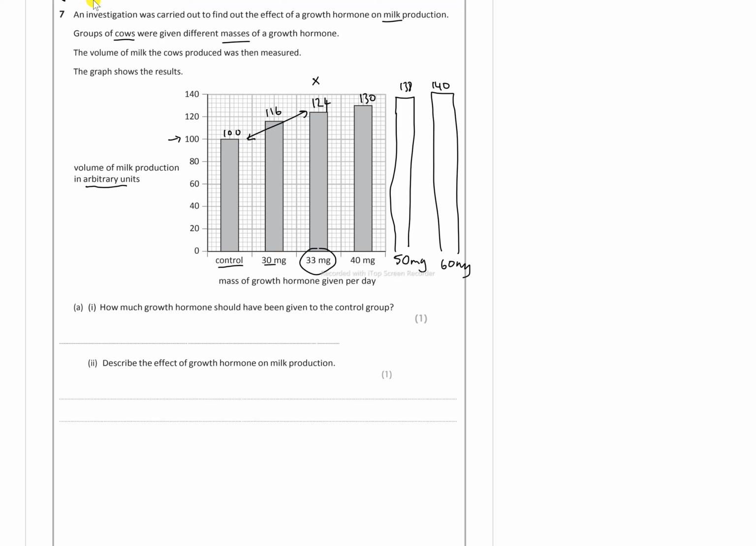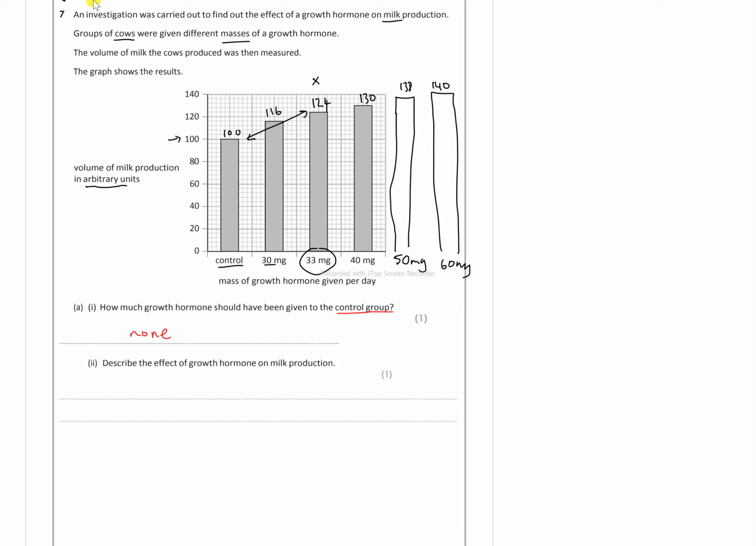How much growth hormone should have been given to the control group? None. Because the idea behind the control group is you want to know if the milk production is due to the hormone or something else that's happened.